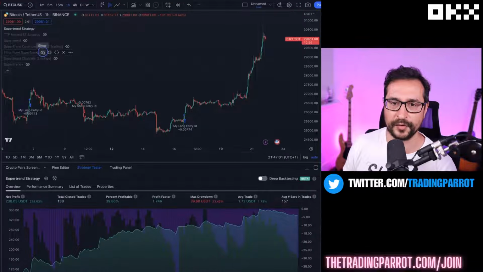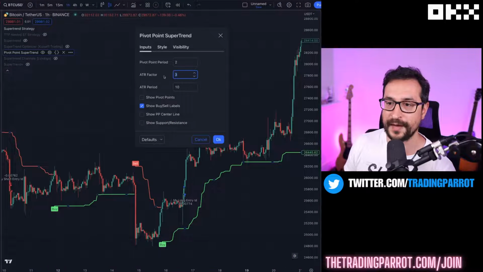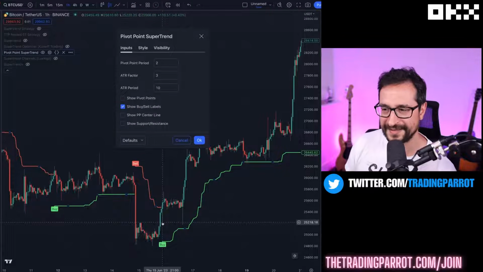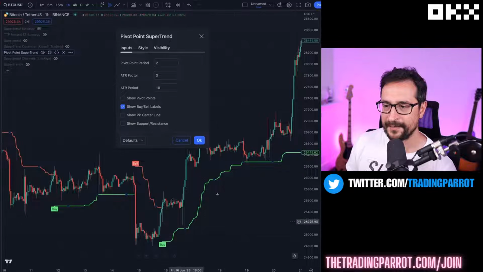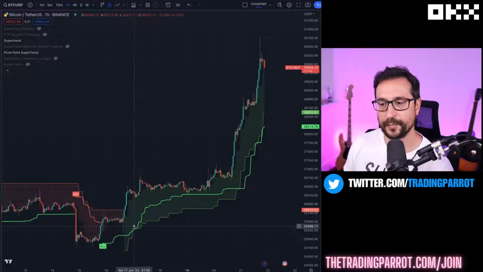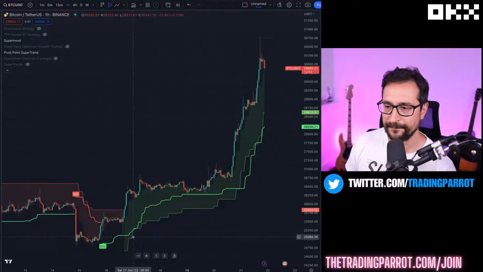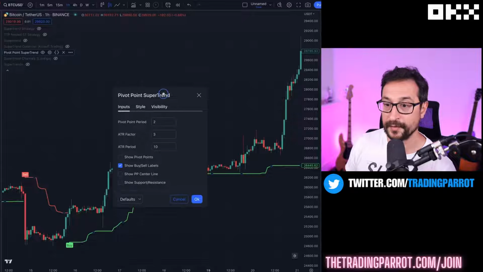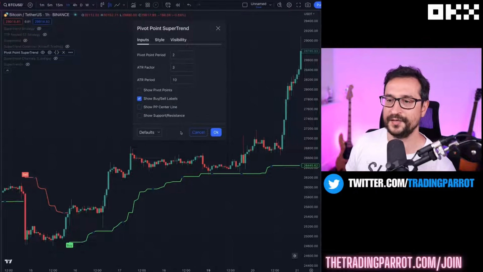The next one is called Pivot Point Supertrend. We also have the ATR factor and the ATR period, just like all the other ones, but there's a big difference. Even though this looks pretty much the same, if you compare side by side the Supertrend 3 10 together with the Pivot Point Supertrend, you're going to notice that they are not doing the same. And the main reason is because the pivot points, as the name suggests, is using pivots.